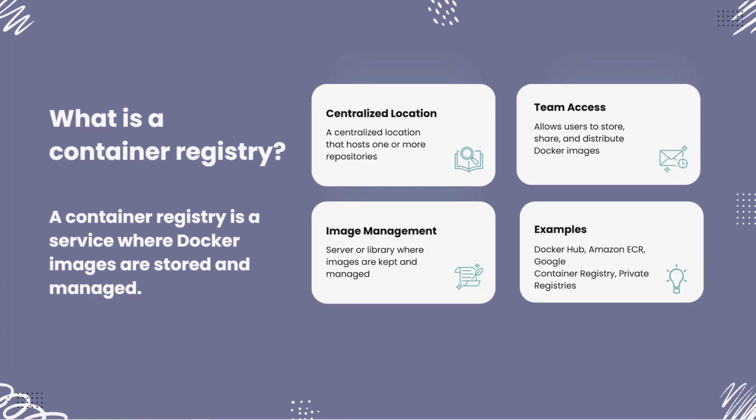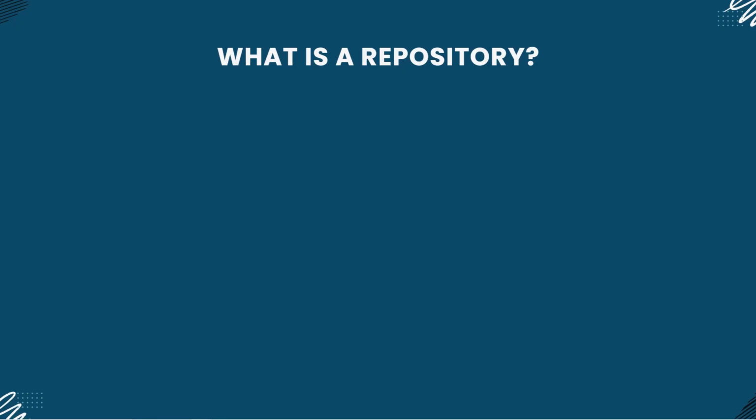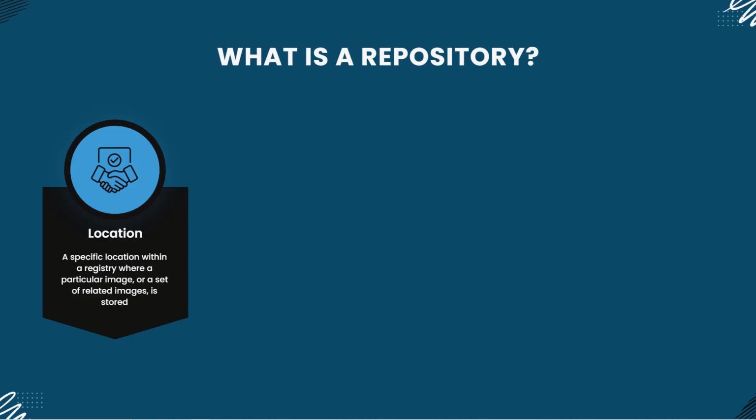Common examples of container registries include Docker Hub, which is a public registry hosted by Docker where users can share images publicly or privately. Amazon ECR, which stands for Elastic Container Registry, is a private registry service by AWS. Google Container Registry is a private registry service by Google Cloud. And private registries: organizations can also set up their own private container registries within their infrastructure, often including open source tools like Harbor.